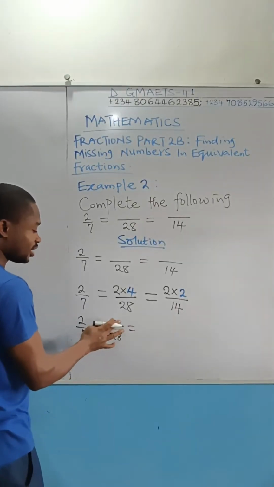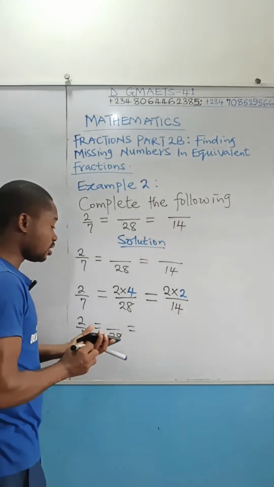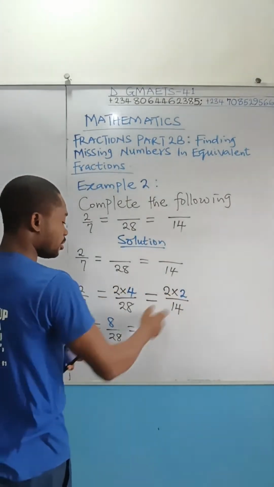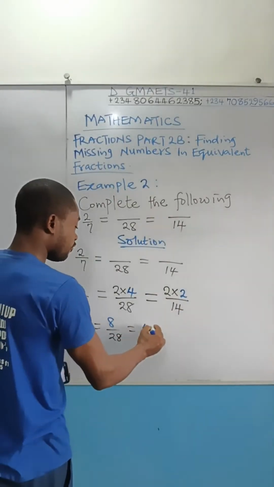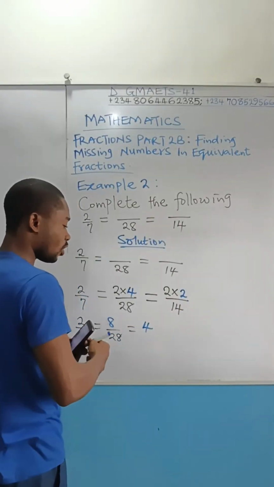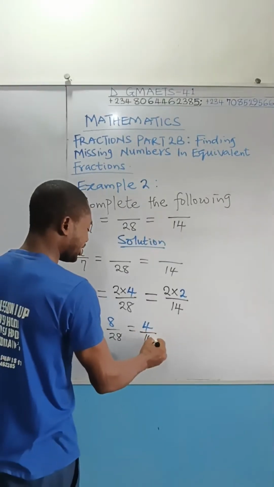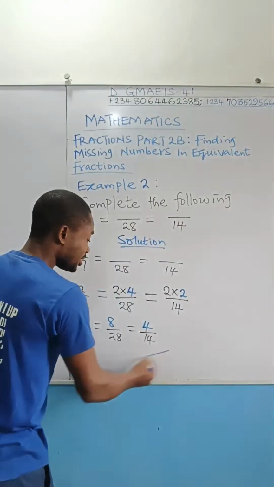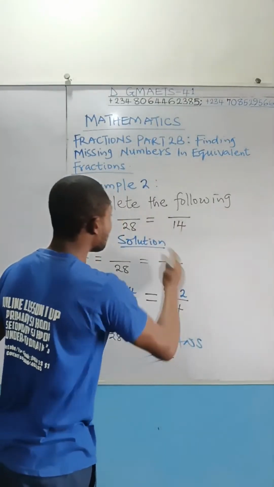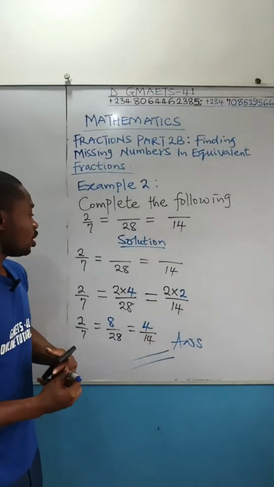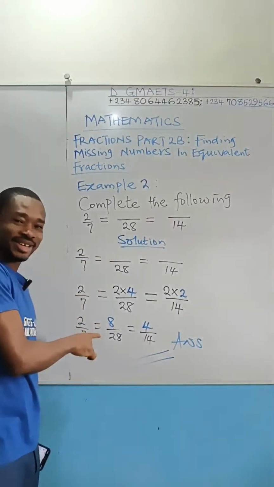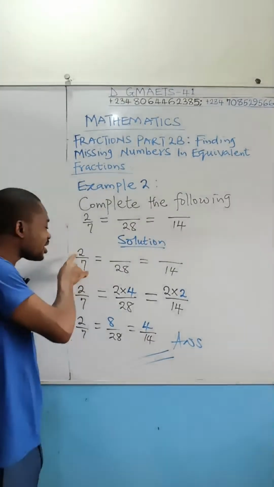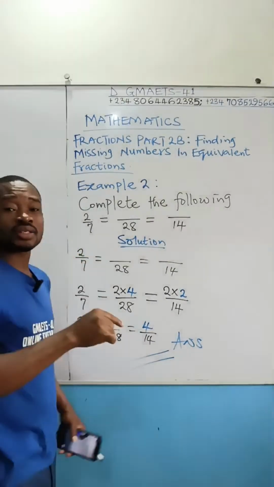So from here, we now have that 2 over 7 is equal to 8 over 28 equal to, we are getting the final answer now of the missing number, 2 times 2 will give us 4 over 14. So we have completed these equivalent fractions, where 2 of the numbers were missing. Do you see, I used method 1 here because the given fraction is already in its lowest term.